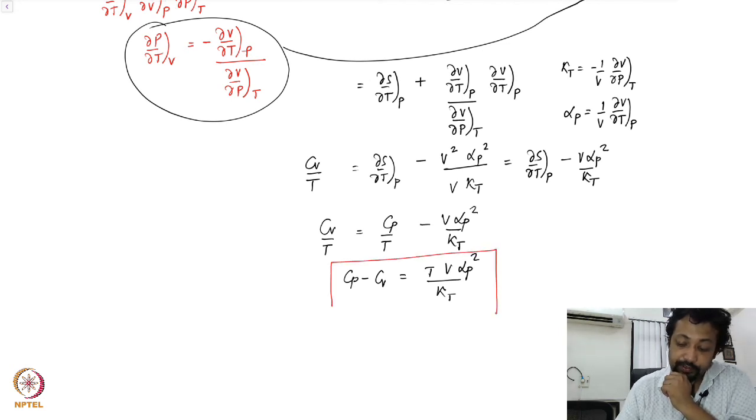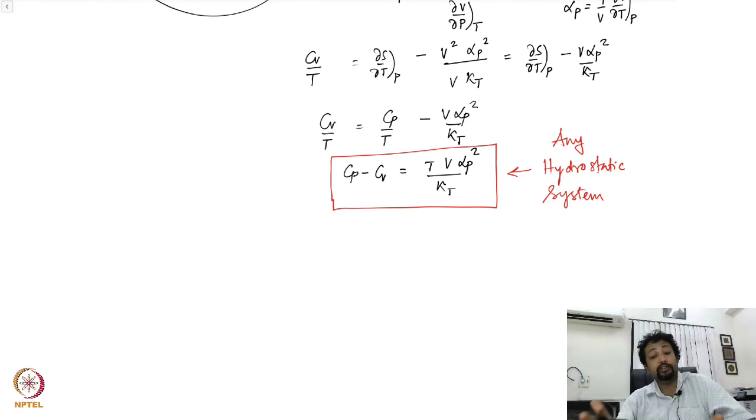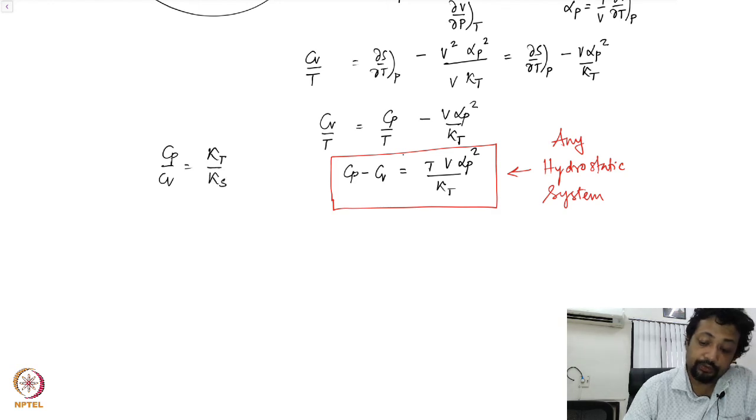This is the general relation for any hydrostatic system. Whether it is an ideal gas or a non-ideal gas, you should always have this relation. So there are two essential relations. One is Cp over Cv, which we saw was kappa T over kappa S. The other one is Cp minus Cv. So if you know these response functions, you also know the specific heats. Correct?